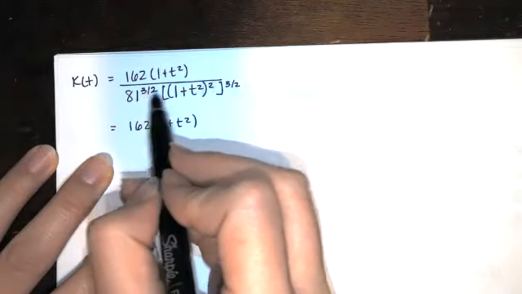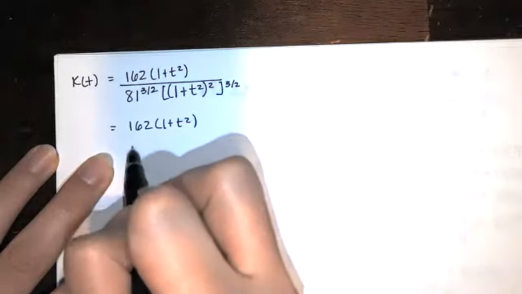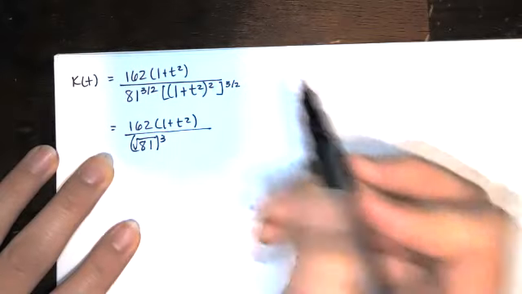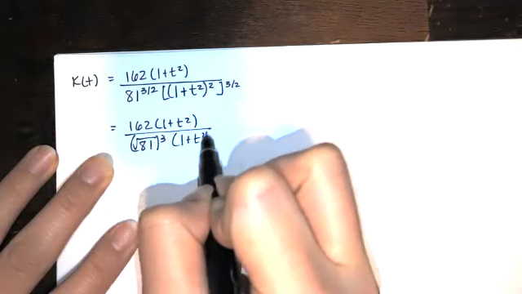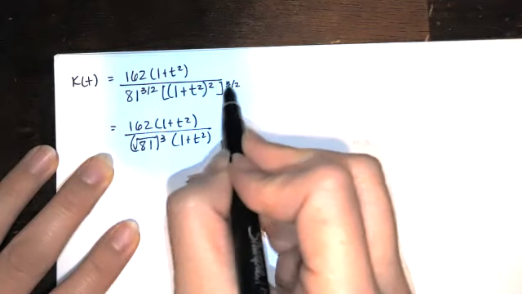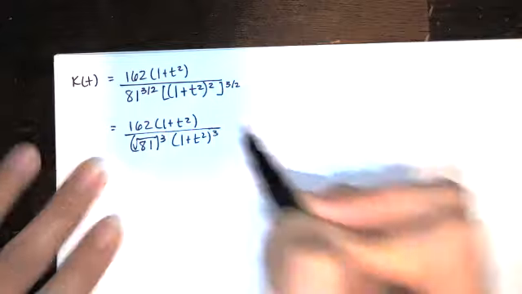If you are raising something to the 3 halves power, that means you're just going to take the square root of that something and then cube it. And here we can multiply the exponents. That's actually going to give us a 1 plus t squared. Since it's squared and then raised to the 3 halves, when you multiply them, you're going to be left with a 3rd power there.